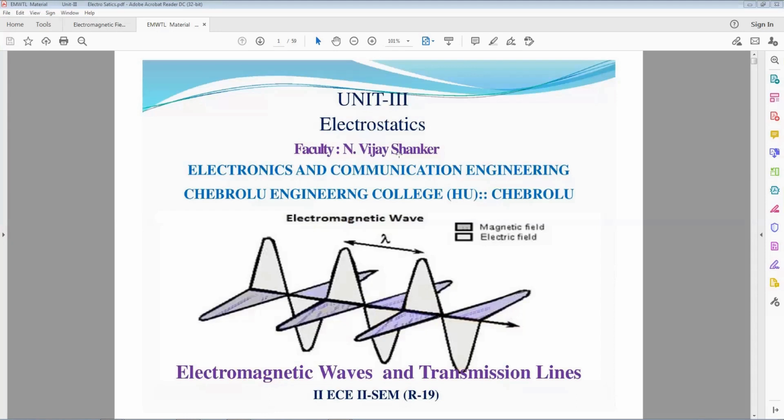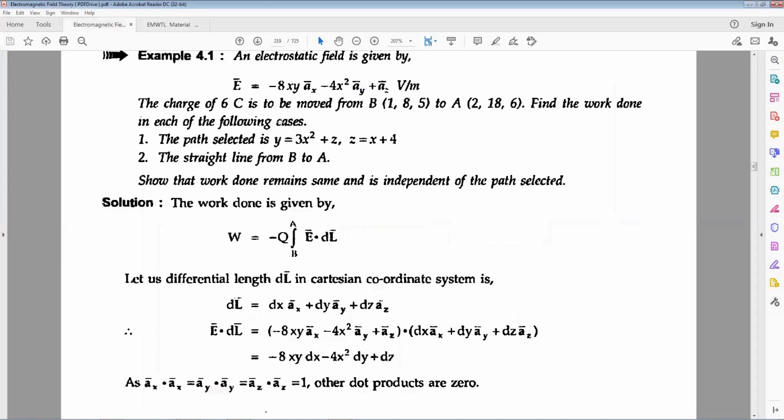Today, we are going to discuss another topic, that is nothing but the voltage and the work done. The examples are in this same third unit, electrostatics. An electrostatic field is given by E bar equals minus 8xy ax bar minus 4x square ay bar plus az bar volts per meter.